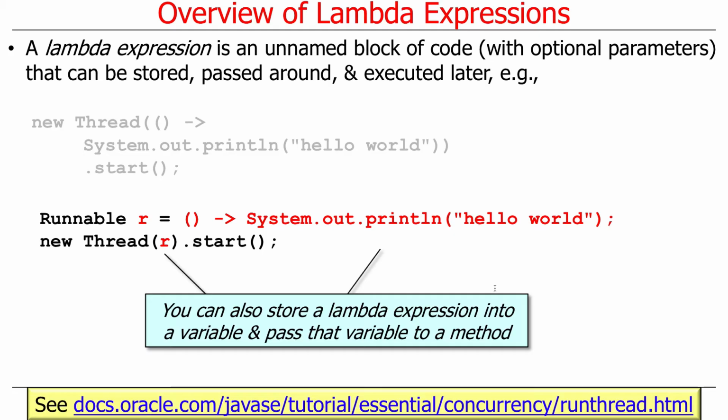Any questions about that? Hopefully that's pretty straightforward. Even if you don't know a whole lot yet about what a thread does, you can understand the concept of passing this unnamed block of code, which in this case has no parameters, to another object, in this case a thread object, and then doing something with it later. So that's basically the idea.